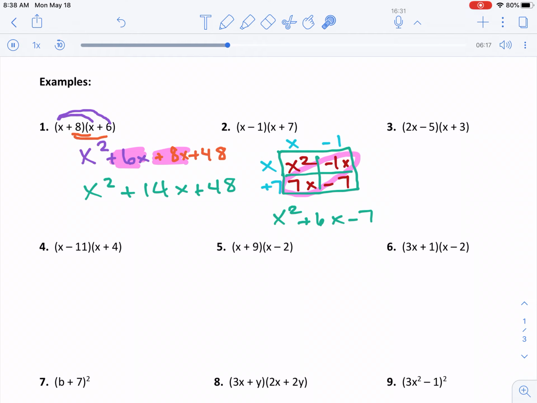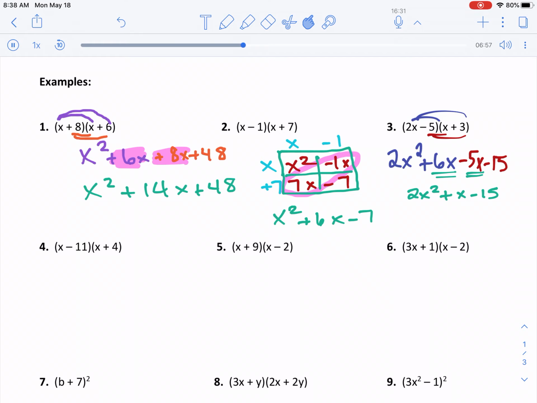We have this one here. I'm going to double distribute the 2x in. So that's going to be 2x times x is 2x squared. And then 2x times 3 is 6x. And then we're going to multiply the negative 5 in. So negative 5x and then minus 15. And if I combine these like terms here, these are like terms right here and right here, we are going to get 2x squared plus 1x minus 15 at the end.